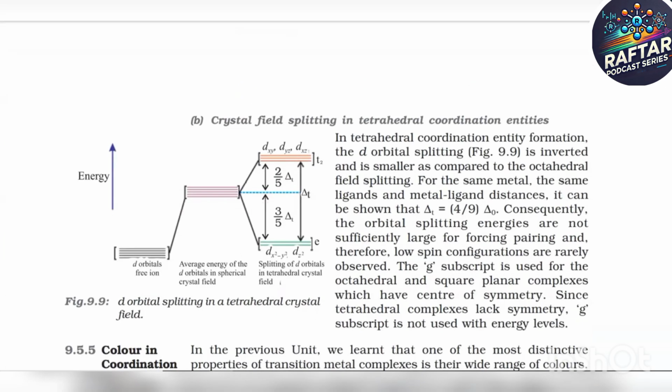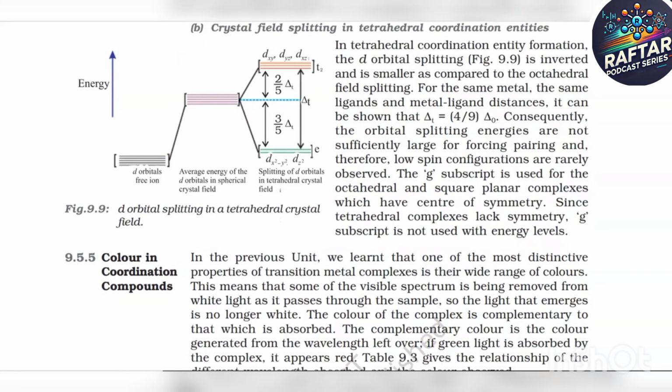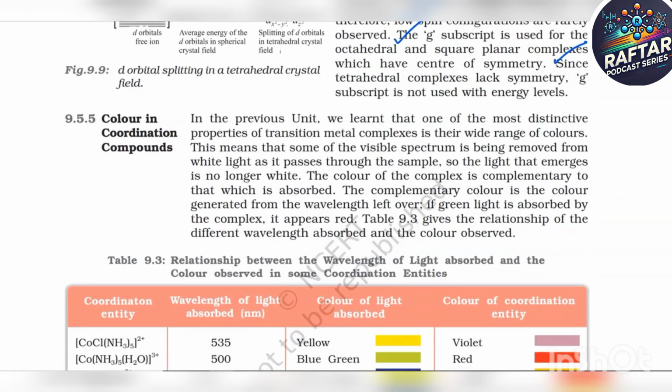B. Crystal field splitting in tetrahedral coordination entities. In tetrahedral coordination entity formation, the d orbital splitting is inverted and is smaller as compared to the octahedral field splitting. For the same metal, the same ligands and the same metal-ligand distances, it can be shown that delta t = 4/9 delta naught. Consequently, the orbital splitting energies are not sufficiently large for forcing pairing and therefore low spin configurations are rarely observed. The g subscript is used for the octahedral and square planar complexes which have a center of symmetry. Since tetrahedral complexes lack a center of symmetry, the g subscript is not used with energy levels.